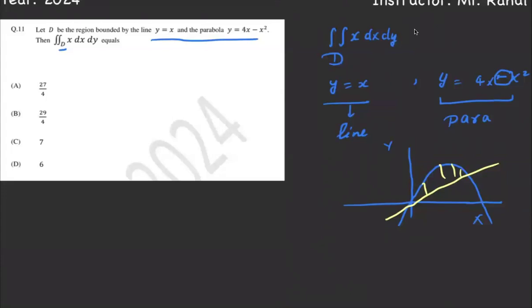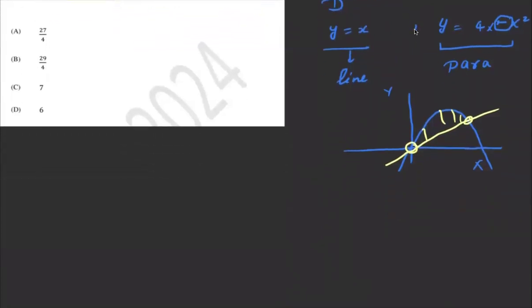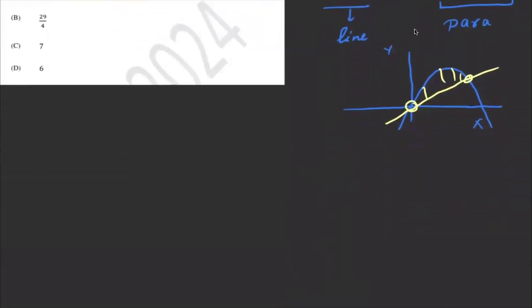Over this region, we have to calculate this particular integration, that is the double integration. To calculate this integration, first you have to get the points at which the line and the parabola are cutting or intersecting each other. Let's try to find those points. We can put x equal to 4x minus x square. So I will simply get x square minus 3x equal to 0.